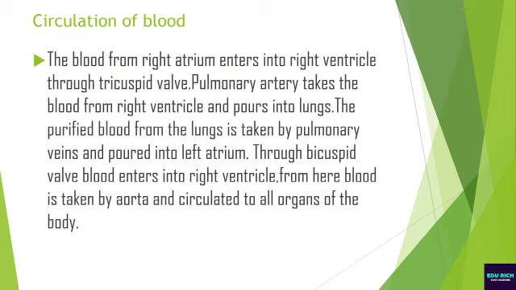These pulmonary veins pour blood into the left atrium, and from there it enters the left ventricle. From the left ventricle, the greater aorta starts and takes the blood all over the body, supplying all parts of the body. So this is how the blood enters the heart through the right atrium and leaves the heart from the left ventricle through the aorta. This is a simple outline of the blood circulation.